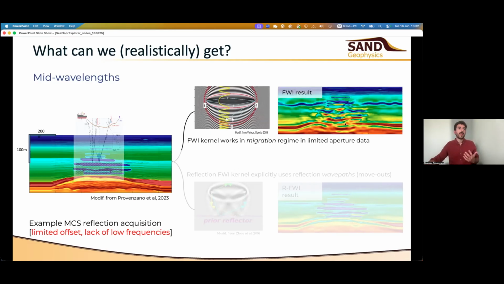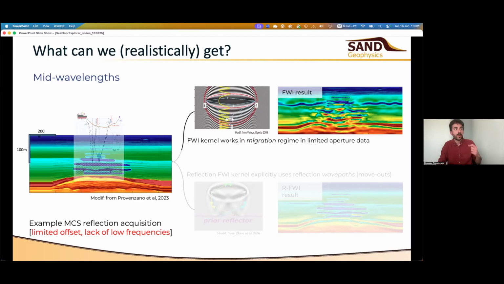In fact, what you get is a cycle skipped, so-called cycle skipped model, which means that you converge to a local minimum. And the reason is that the sensitivity kernel of FWI works at this depth, at this range of angles in the migration regime. It means that it's going to just fit the amplitudes, but without updating your mid-wavelength model. In order to do that, you need diving waves, just like you do if you do full waveform at a global scale or the regional scale or crustal scale.